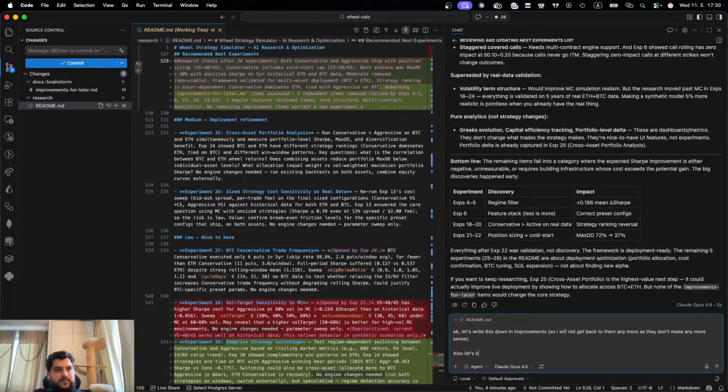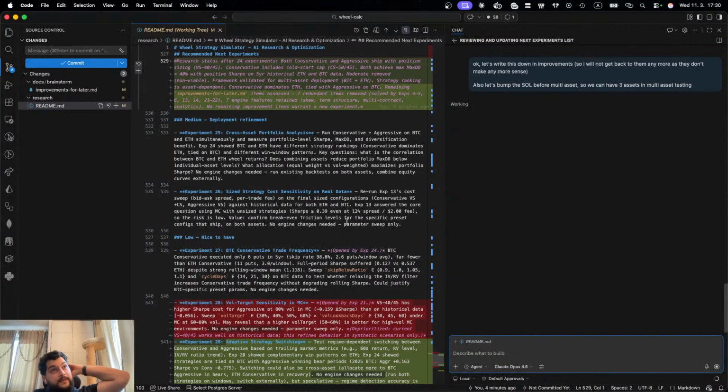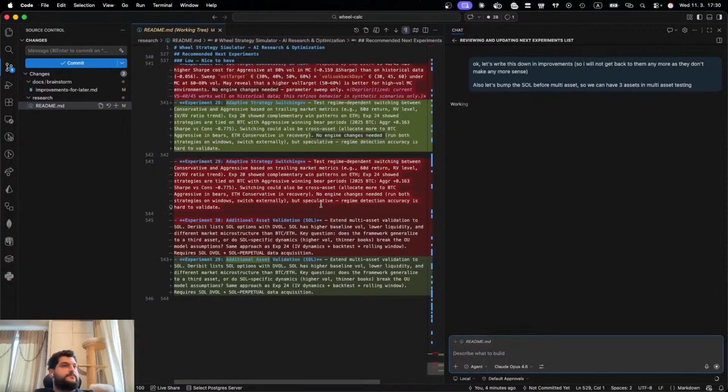Also, let's bump the goal before multi-asset, so we can have 3 assets in multi-asset testing. So it offered to also test it on Solana.